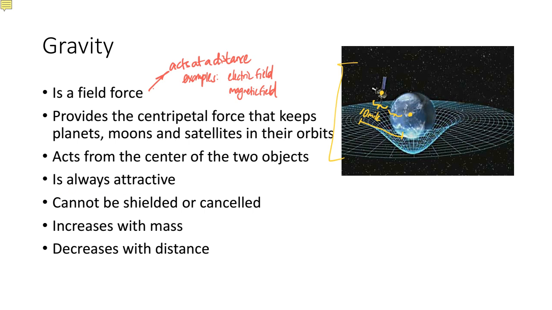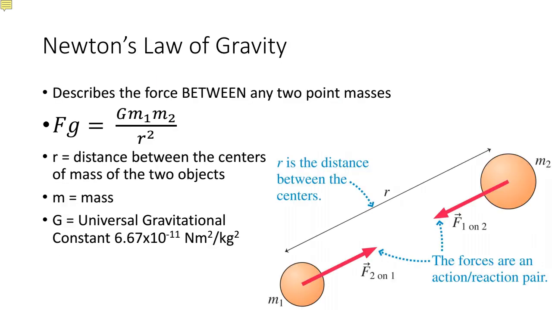Gravity is always attractive and cannot be shielded or canceled, which means that anti-gravity doesn't mean that gravity doesn't exist and cannot cancel out gravity. It can just cancel out how you interpret or feel gravity. Gravity increases with mass, so more massive objects have more gravity. And it decreases with distance, meaning that the farther away you are, the less effect gravity will have on you.